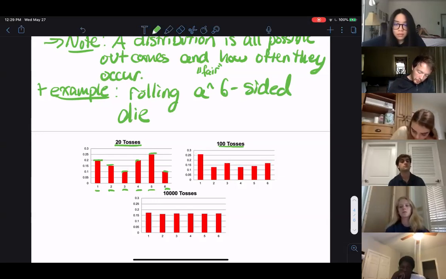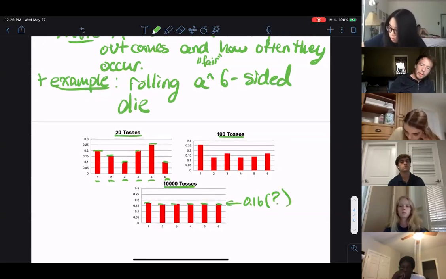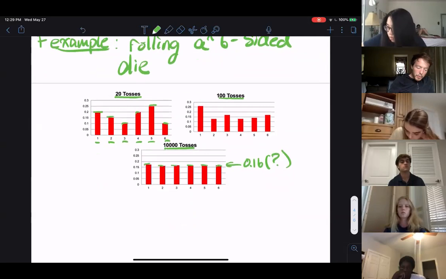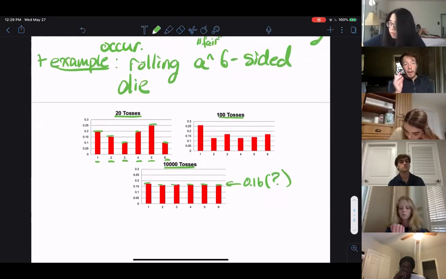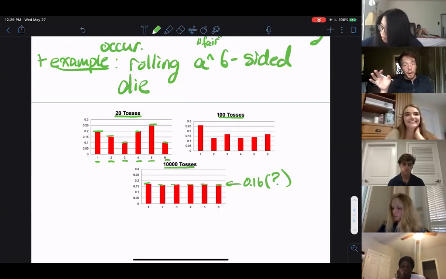Now if I do it, what is this, 10,000 times? Notice how there's hardly any variation at all. In fact, it looks like they're at about 0.16, just looking at the graph. So what is our random phenomenon here? The random phenomenon is rolling a six-sided die. The outcome is uncertain. I don't know what the value of the die is when I roll it, but I do know that as I roll it more and more, I'm going to see the numbers 1, 2, 3, 4, 5, and 6.